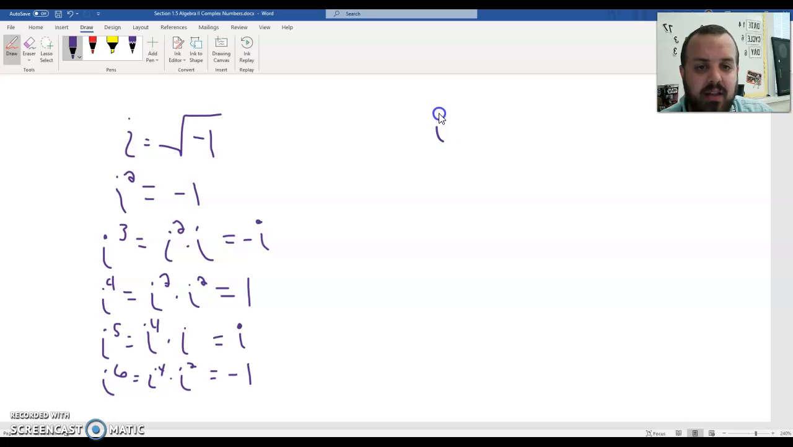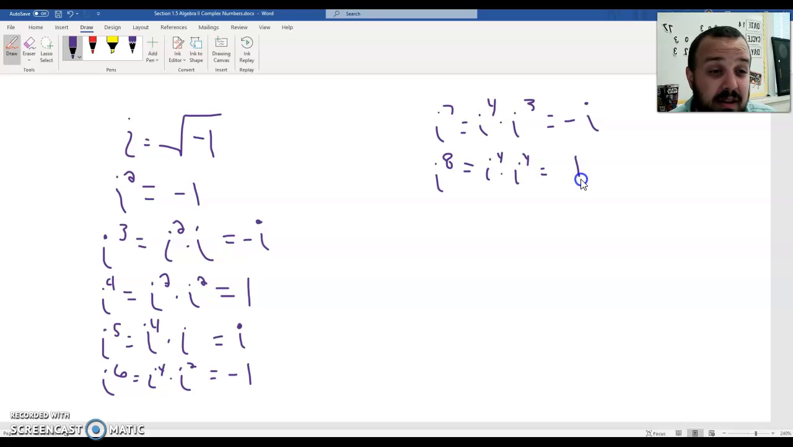If I do i to the 7th, again, that's going to be i to the 4th times i to the 3rd, which we said was equal to -i, so this is going to equal -i. And then if I go to do i to the 8th, that's just i to the 4th times i to the 4th, which will equal 1. Now, you might start to be noticing a pattern.